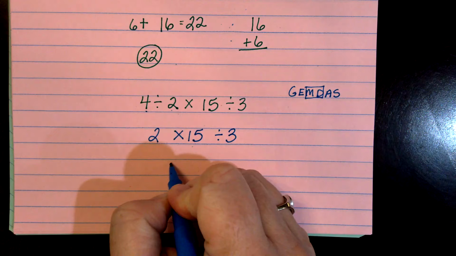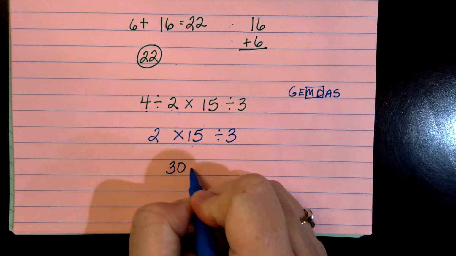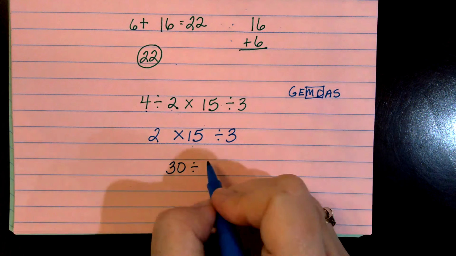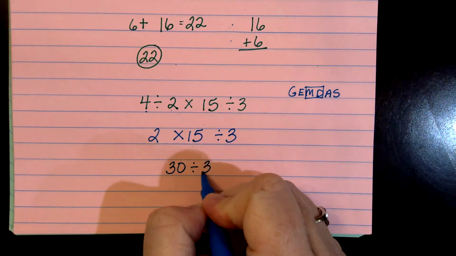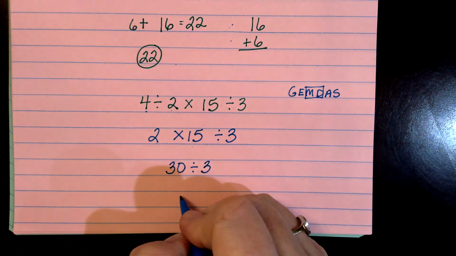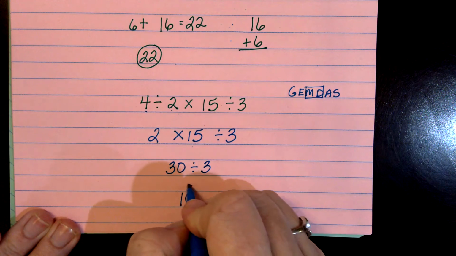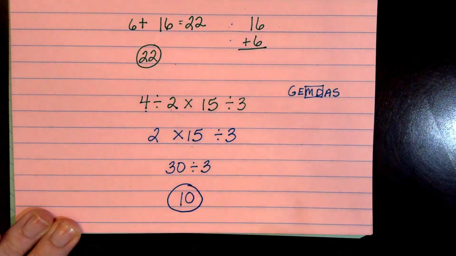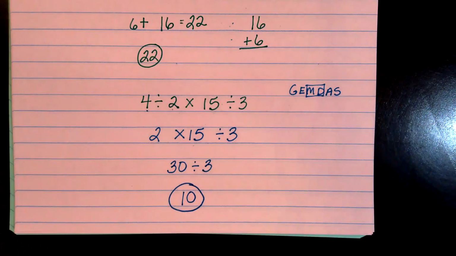2 times 15 is 30, and then we bring the components of our expression down. So it's going to be 30 divided by 3. 30 divided by 3 is 10, so the answer to our expression is 10. We have no further operations to do in GEMDAS.